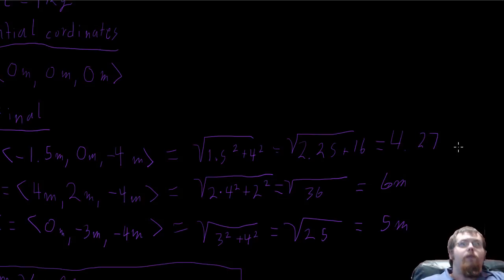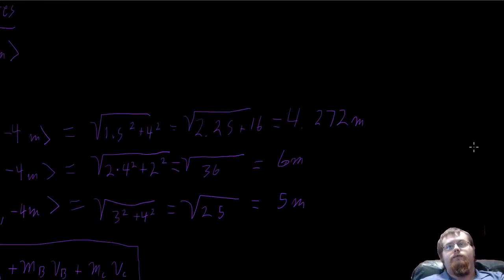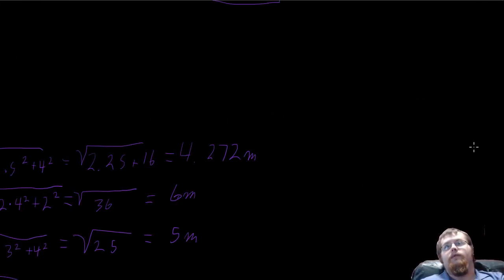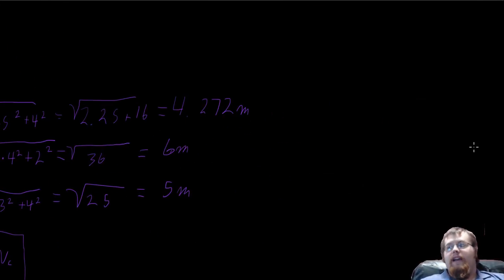Seven, 2, then it's 0, 0, so I'm just going to cut it there. Meters. Okay, so from those and then our times up there, we're actually able to solve for our speeds.